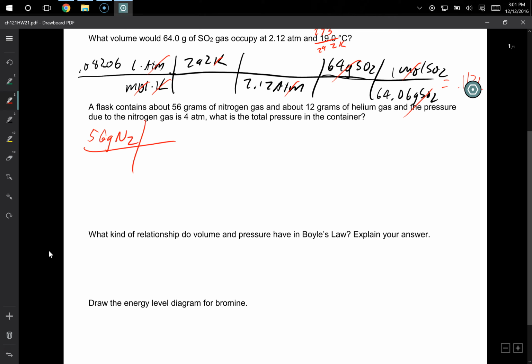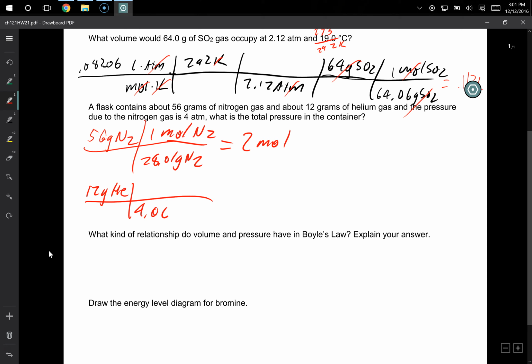grams of N2. Yep, 14.0. So 28.01 grams of N2 per 1 mole N2, so 56 divided by that. I get 2. Then 12 grams of helium. And this is 4.00, what is it? 26?